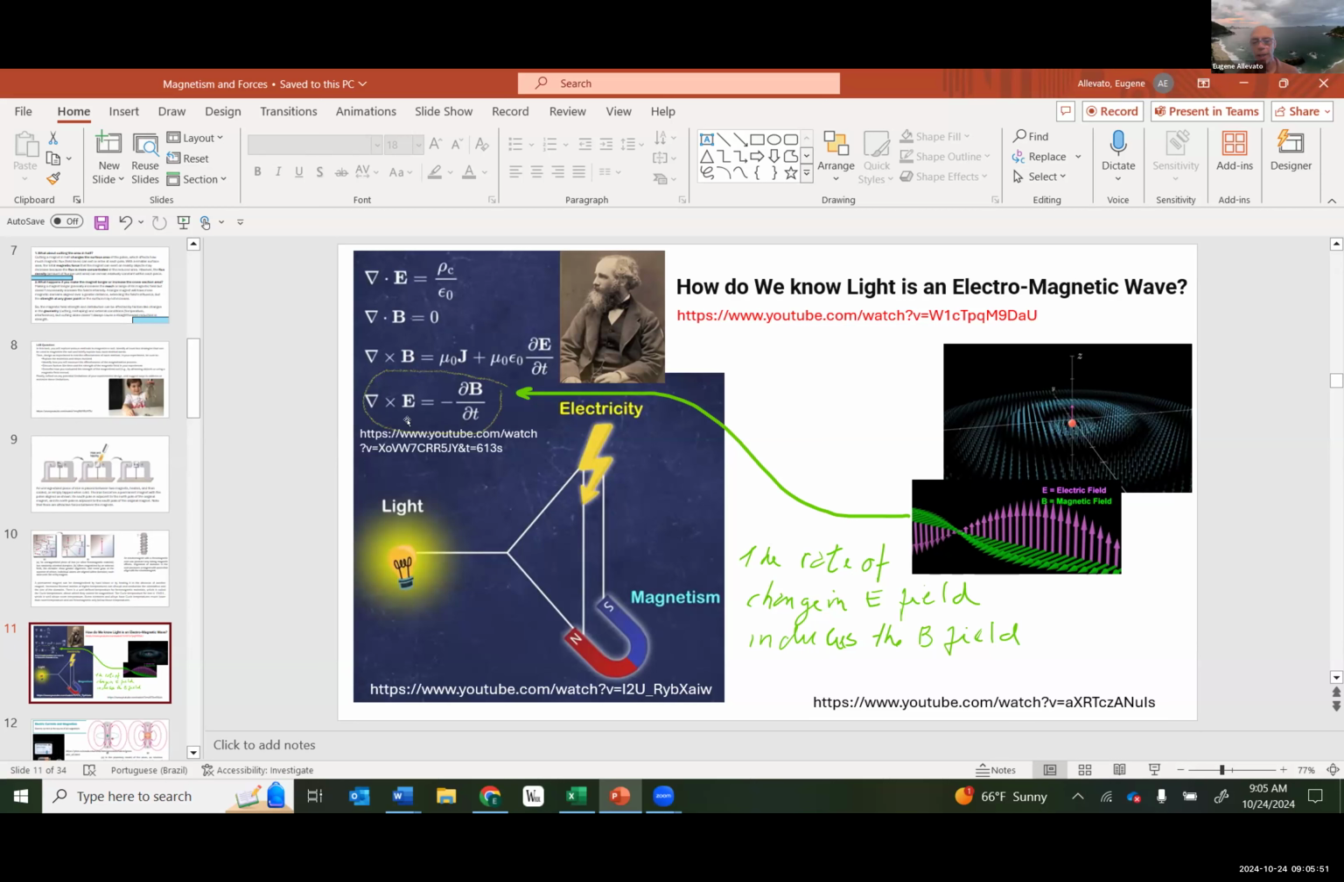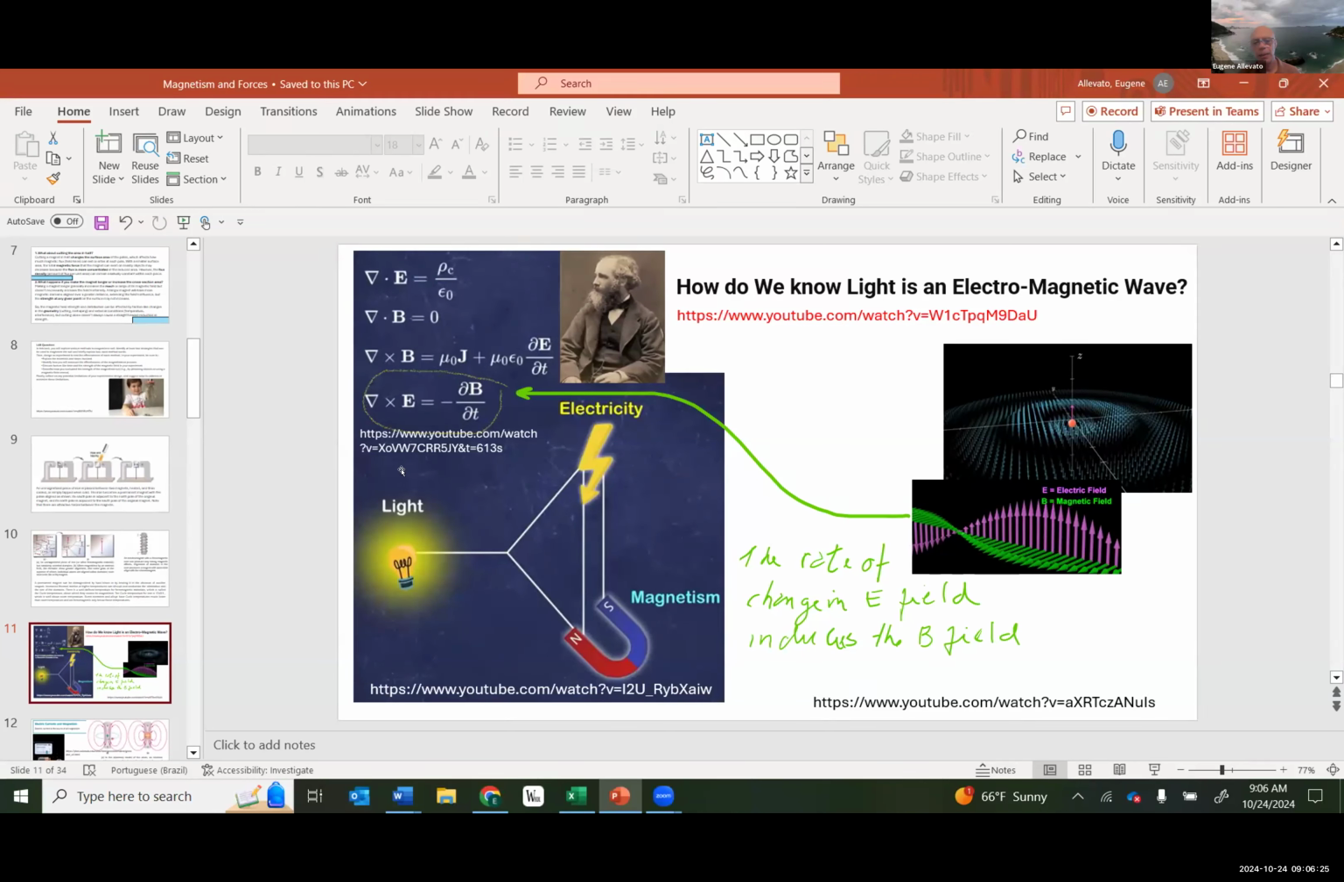And if you look at this equation here, you see that the rate of change of the electric field is proportional to the rate of change of the magnetic field. What does that mean? That means that if there's a little change in electric field, there is a little change in magnetic field. And as there is a larger change in electric field, there is going to be a larger change. So it's directly proportional. So that's what this represents, basically.